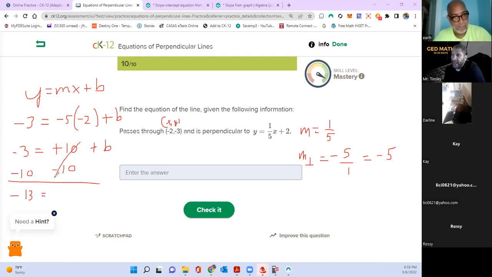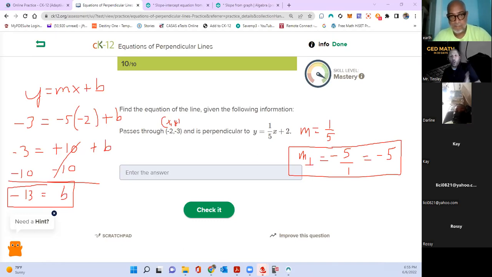The 10s cancel, and we bring down our b. We now know our y-intercept and the slope of the perpendicular line. What is our equation of the line going to be? y equals -5x minus 13.